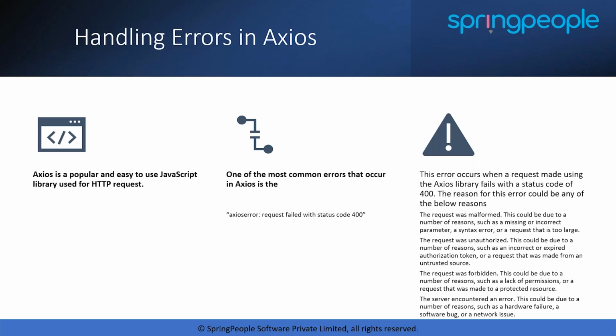One of the most common errors that occur in case of Axios is what we call "request failed with status code 400." Now, there are multiple reasons why this particular error could occur. And one of the main reasons is it could be that the URL that we have is not formed correctly. Again, it could be because it's missing a particular syntax, some syntactical issue, or if the request is unauthorized.